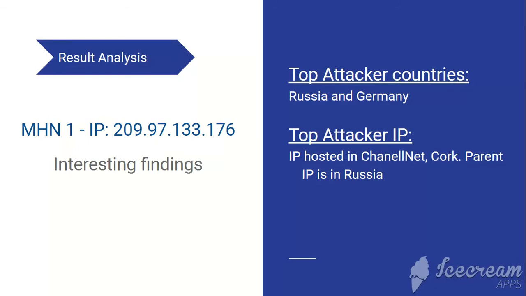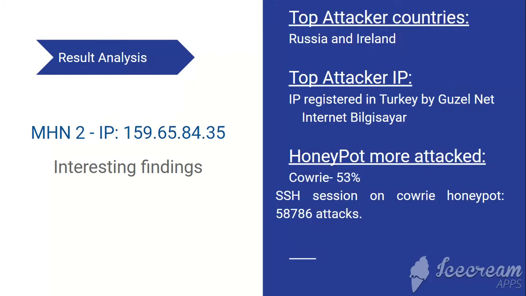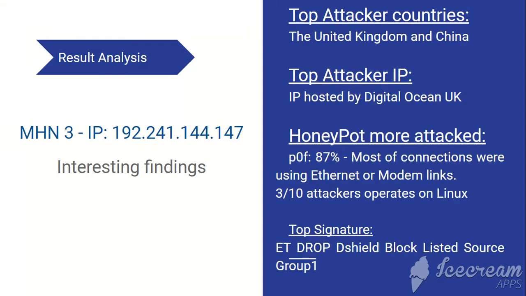On the first server, we could see that most of the attacks were from Russia and Germany. The interesting thing is that the IP address was actually hosted in Ireland. On the second one, the top attacker IP address was from Turkey. The interesting thing is that even though we have 4 honeypots, Korea was 53% of the attacks.